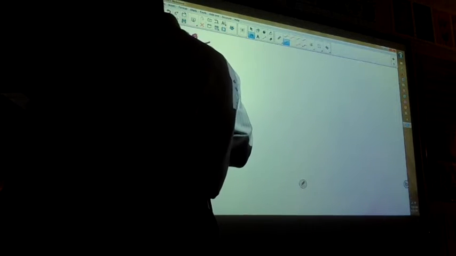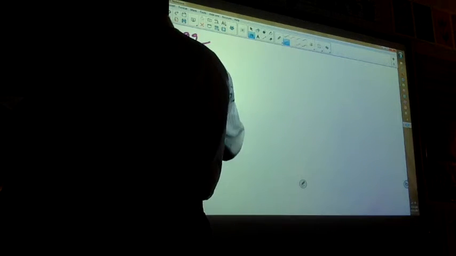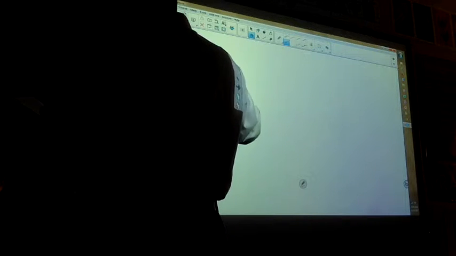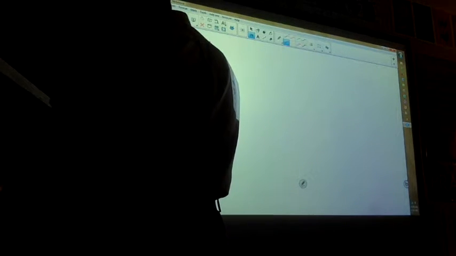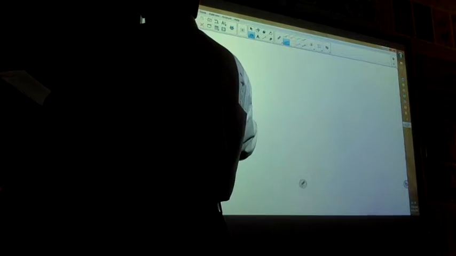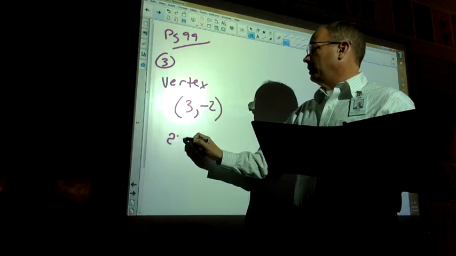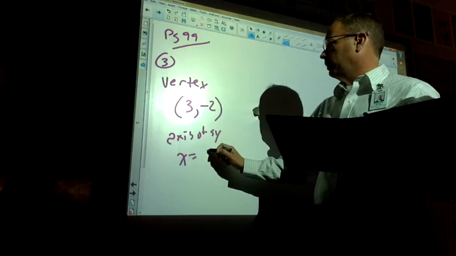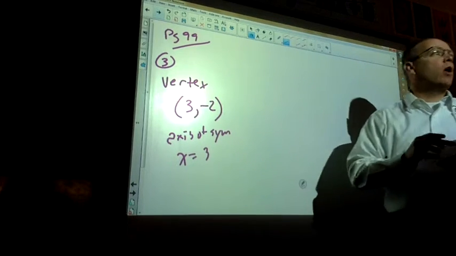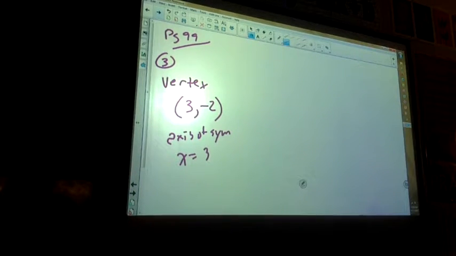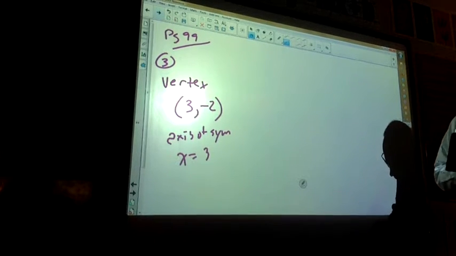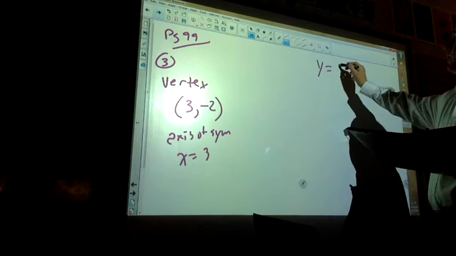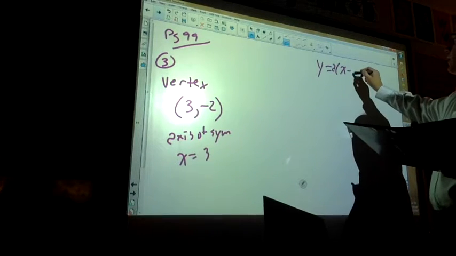All right, so problem number 3. When we take a look at it, let's figure out the vertex. I got 1, 2, 3. My vertex is at (3, -2). So I know my axis of symmetry is x equals 3. Okay, so that's your AOS. We want the equation in vertex form. So remember, vertex form is this, right? Where's the A?